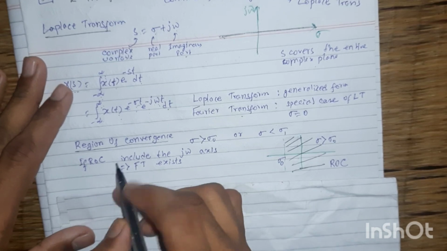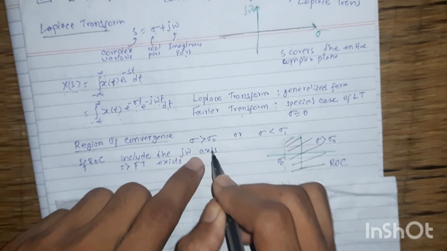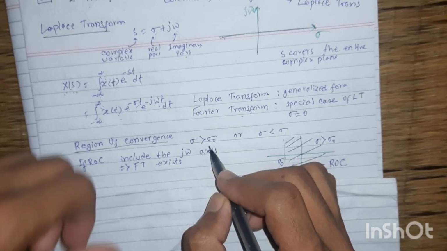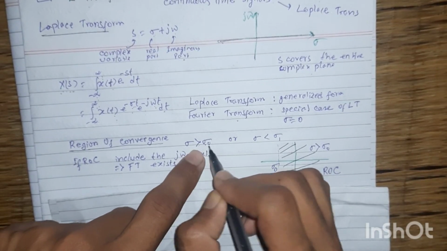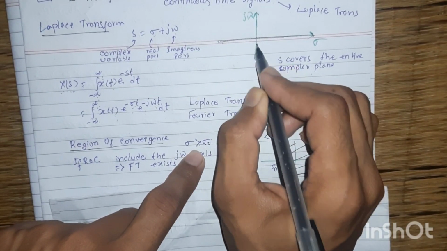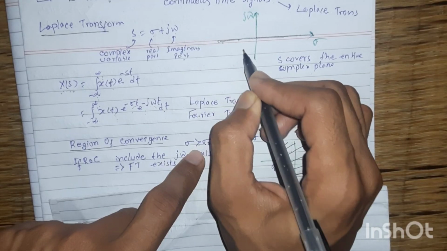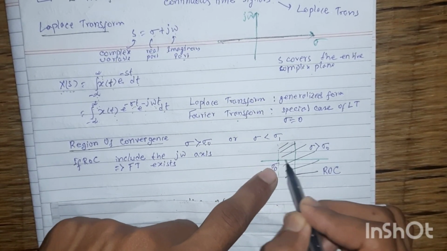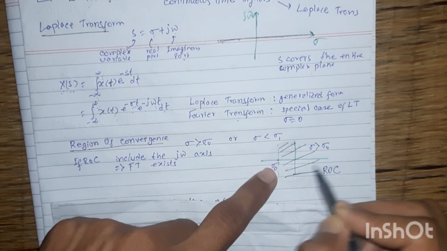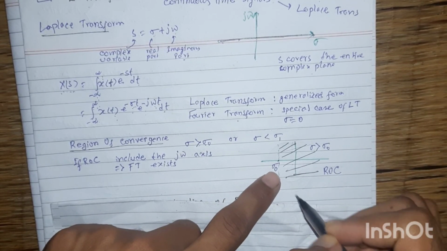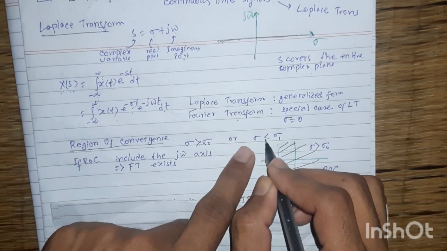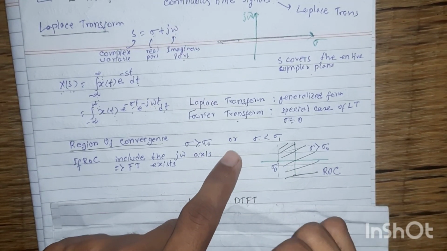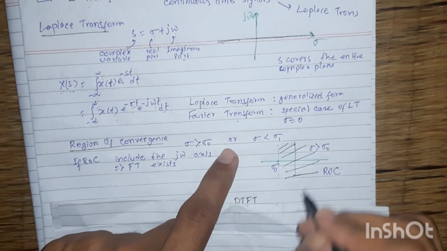Region of convergence. This is the region of convergence. Region of convergence means, in case of Laplace transform, sigma is defined by the region of convergence. If sigma is greater than sigma naught, here the real part is sigma. Suppose at any point, this is the sigma naught point. Sigma is greater than sigma naught means this right hand side, the entire S plane, is a region of convergence. In another case, suppose sigma is less than sigma 1, means this left hand side, sigma is less than sigma 1. This region will be the region of convergence.